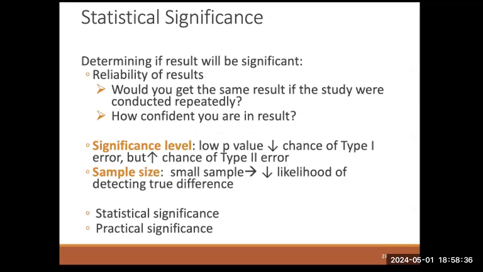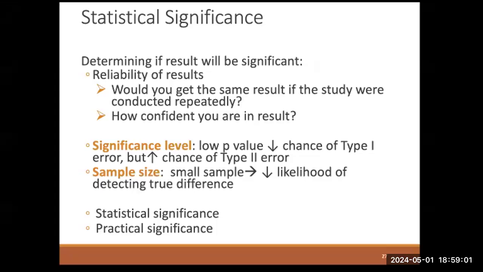So, statistical significance. When we have a p-value of less than 0.05, we say that the differences are statistically significant. So what does that mean? Well, it means that we believe that our results are reliable, that they are consistent, right? The question we would answer is, would you get the same result if the study were conducted repeatedly?